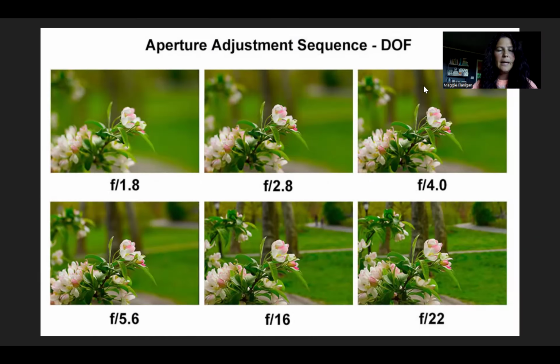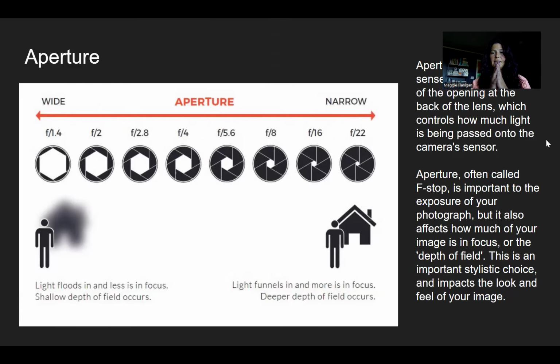Let me go back one. This is the size of the hole in your lens that's letting light in. So shutter speed is how much time. Aperture is how big the hole is that's letting light in. So you could think about passing water through a straw or passing water through a fire hose. They're going to let in significantly more or less water. That's the same thing that's happening with your aperture.